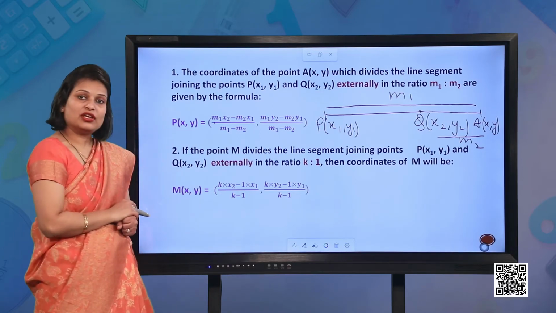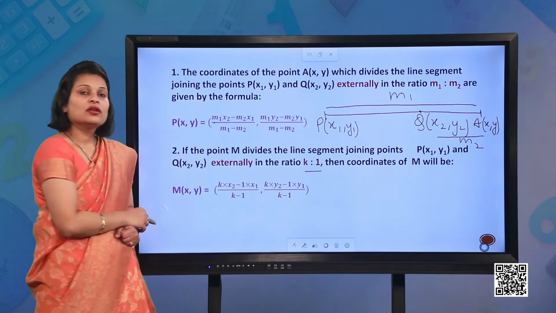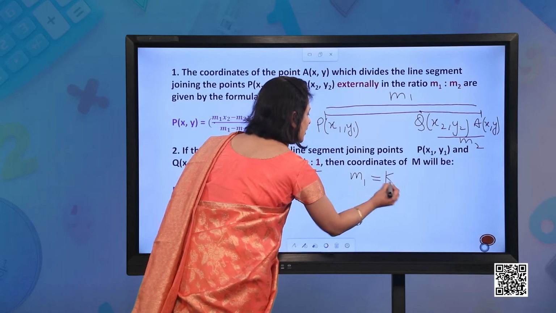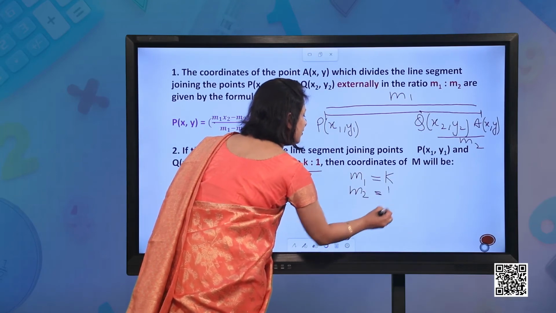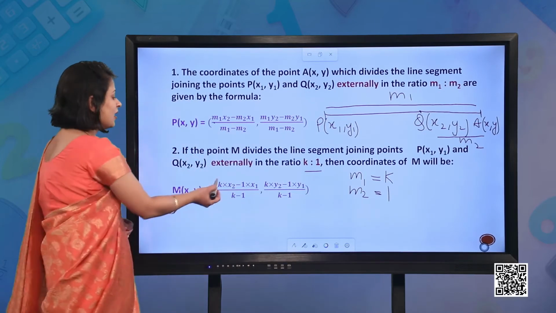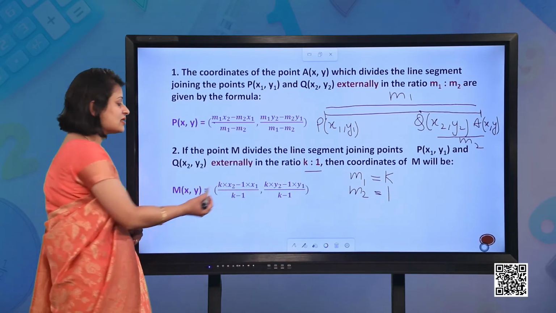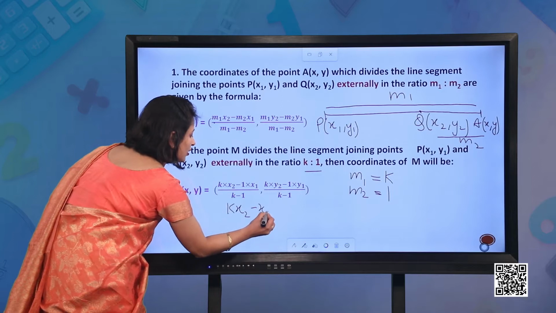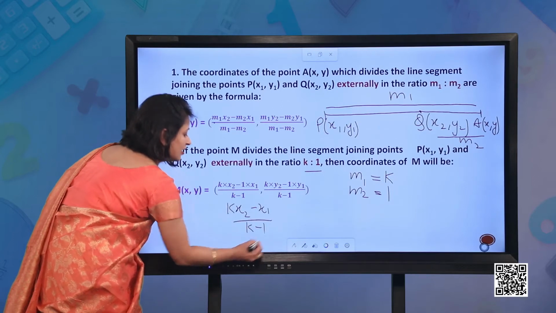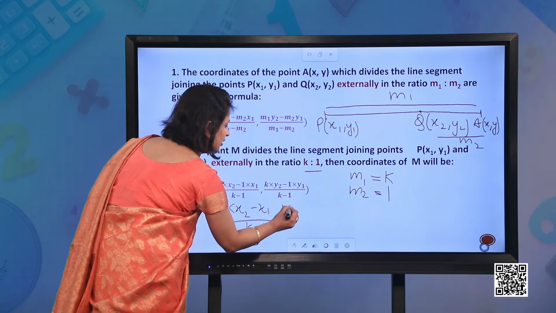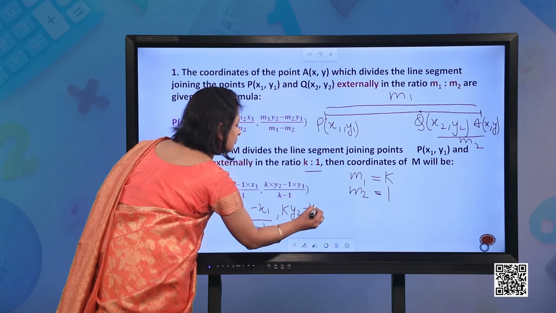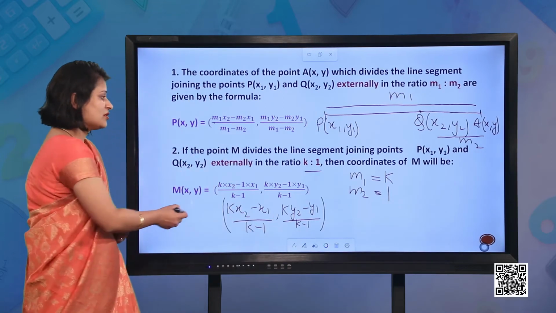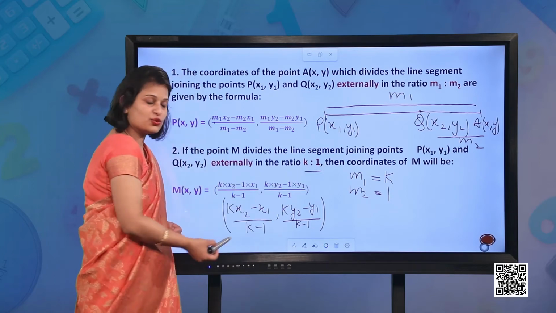Now, what will happen if the ratio becomes k is to 1? You have to simply replace m1 by k and m2 by 1. You will get this formula as k x2 minus x1 upon k minus 1 and k y2 minus y1 upon k minus 1. So, this will be the section formula if the ratio becomes k is to 1.